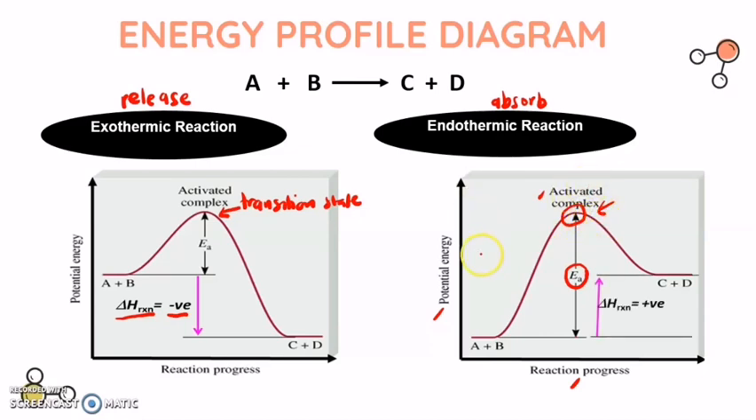And lastly, you have to label the enthalpy of reaction, and for the endothermic reaction, we will have a positive sign here to show it has a positive value, as the enthalpy of product is higher than the enthalpy of reactant. Delta H here is the enthalpy of product minus the enthalpy of reactant, and we will have a positive value.